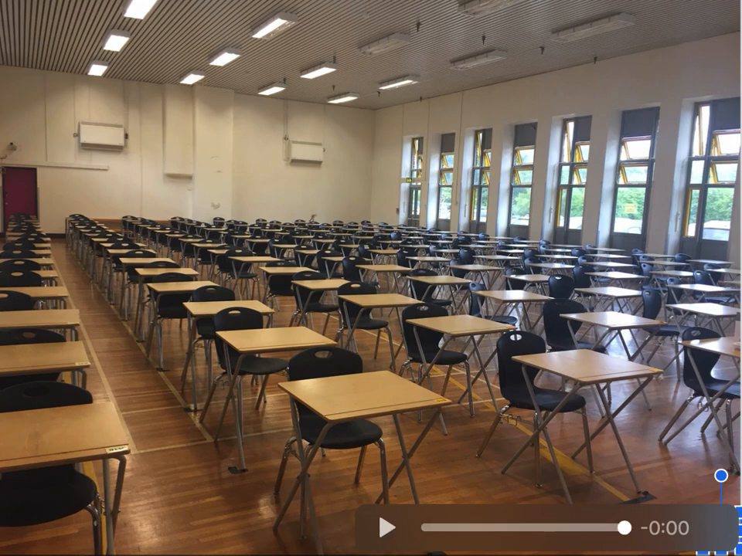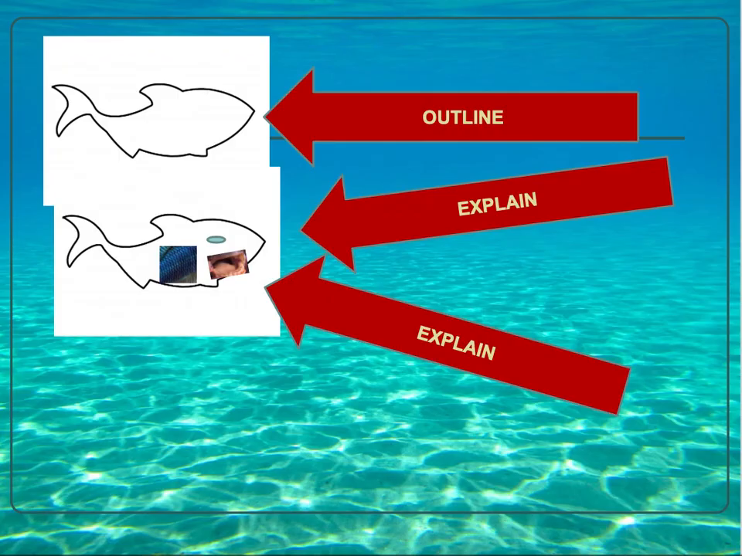In the last video, we looked at the general requirements of the outline and explain 10-mark question on A-level sociology. Here, I'll do a quick recap of what that was before looking at the process of writing an answer to a specific question. To recap, the outline looks like the first picture and the explain the second.